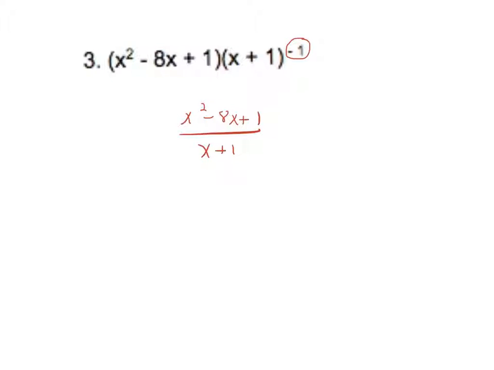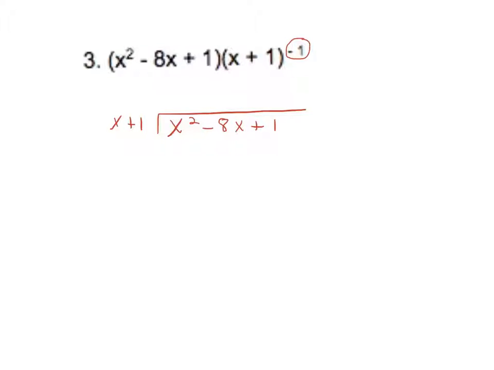Now I can't separate this thing and do what I did in the last problem because now I've got this binomial down here. It's no longer a monomial. So to do this problem, I'm just going to right away set it up like a long division. X plus 1 divided into x squared minus 8x plus 1. This is where a number of students start to have a little difficulty, but it is just long division.